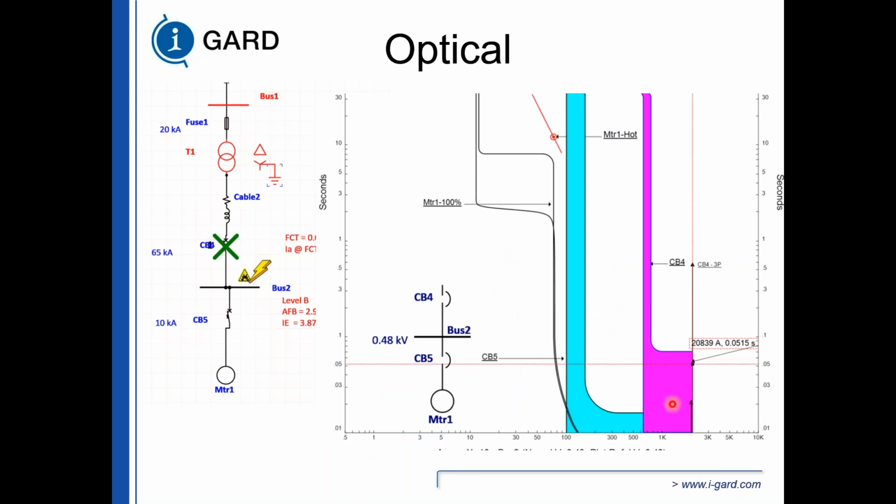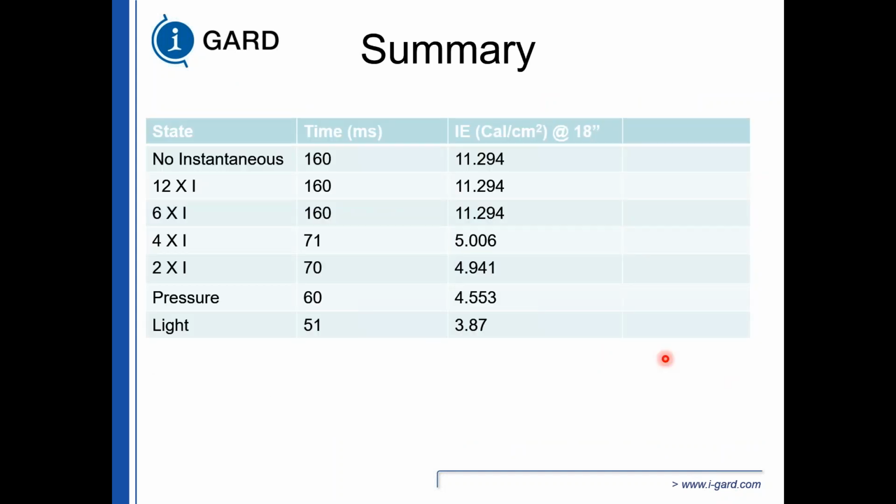So now when you have an arc flash with light, we're down to 3.87 calories per centimeter squared, and we tripped in 51 milliseconds. It's hard to see, but we tripped in 51 milliseconds, and 51 milliseconds is right there. So we saved a little bit more time.